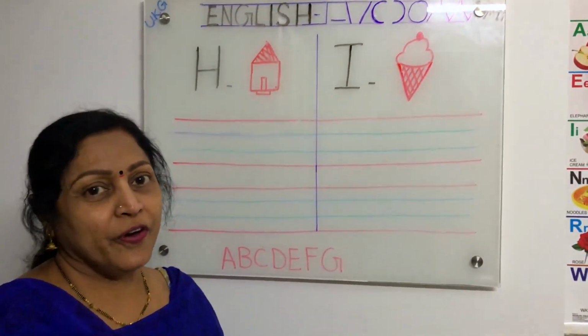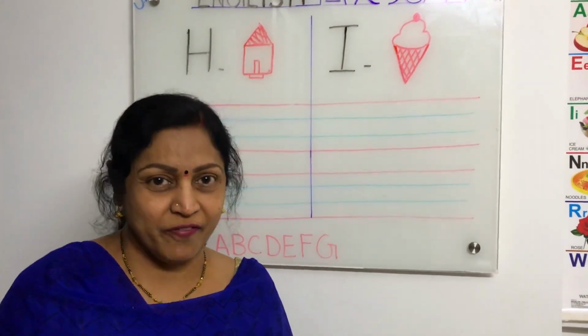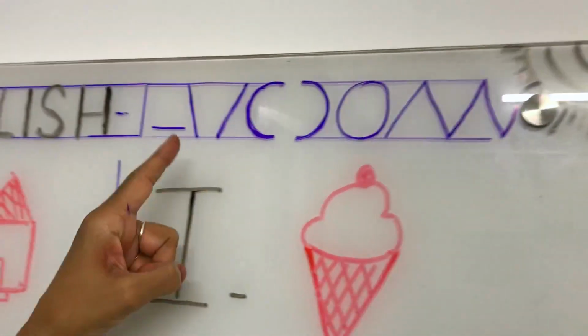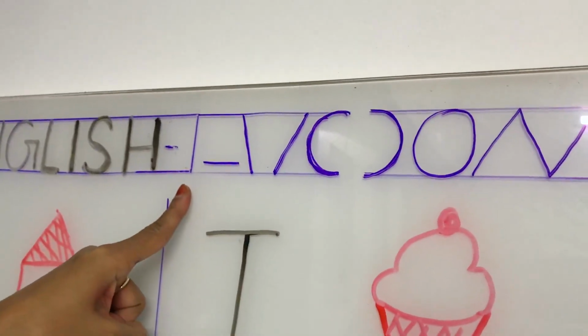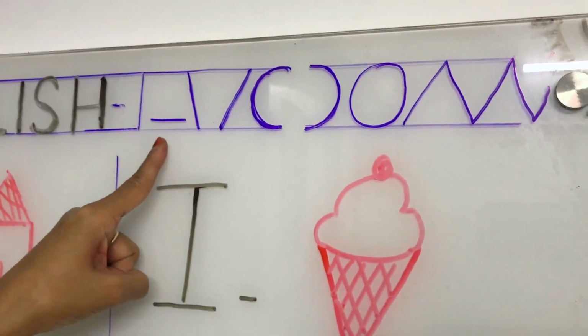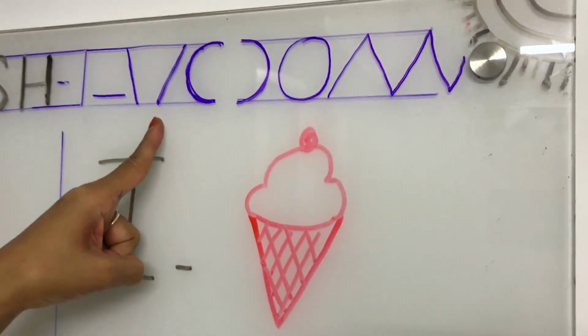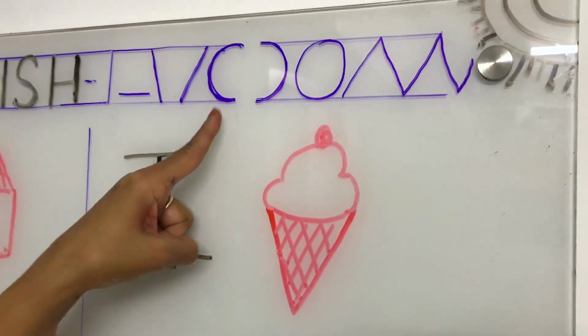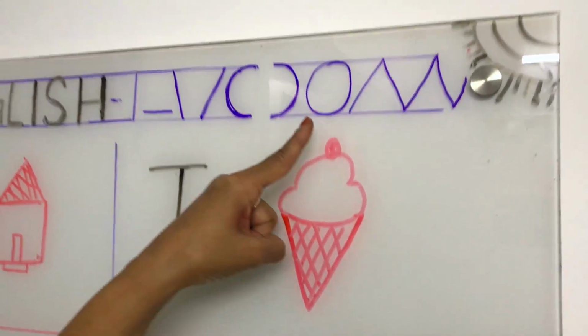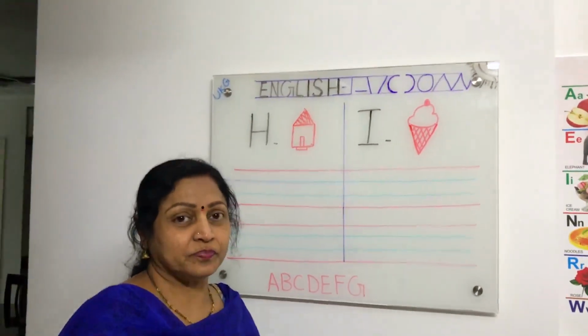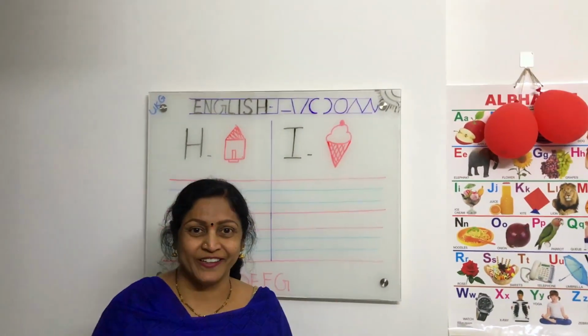Before going to the session, we will revise strokes or lines. See here. This is standing line, sleeping line, left slanting line, right slanting line, left curve, right curve, circle, zigzag lines.